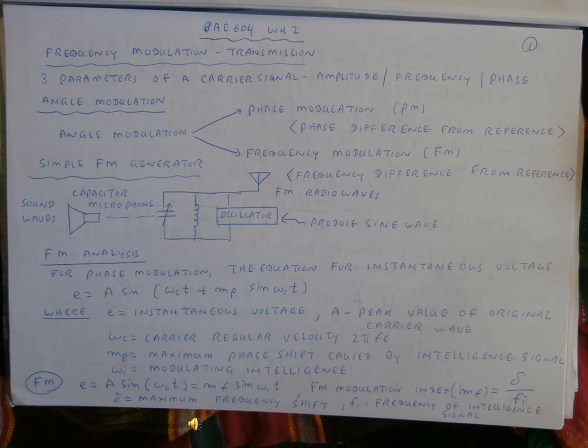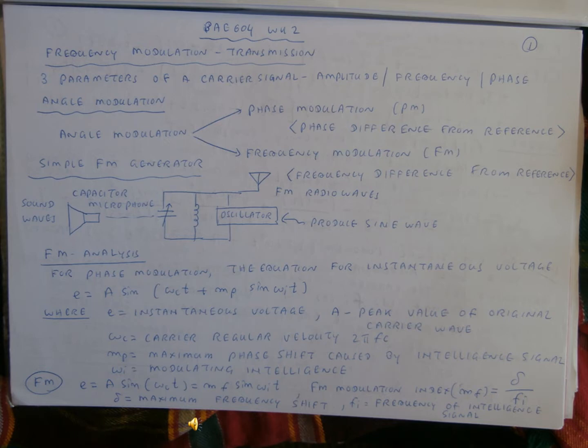Similarly, the FM waveform can be written by the mathematical equation e = A sin(ωc t + mf sin ωi t). The FM modulation index mf is equal to δ divided by fi, where δ is the maximum frequency shift and fi is the frequency of the intelligence signal. Those are the equations related to frequency modulation and transmission.